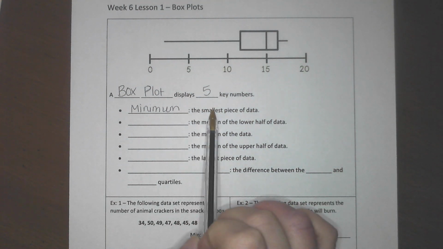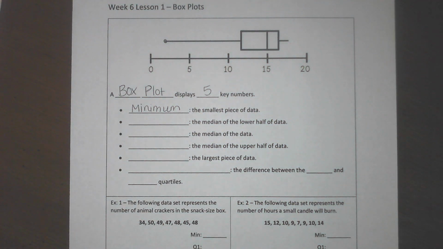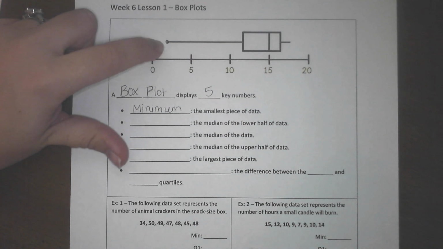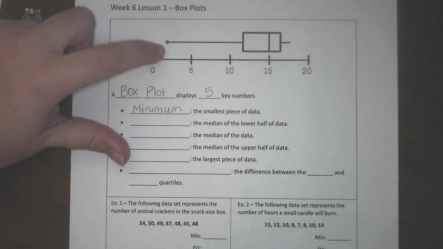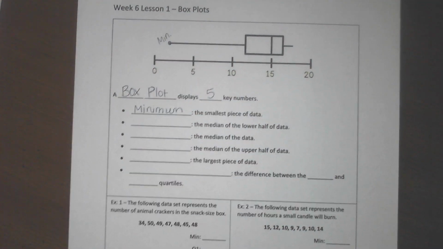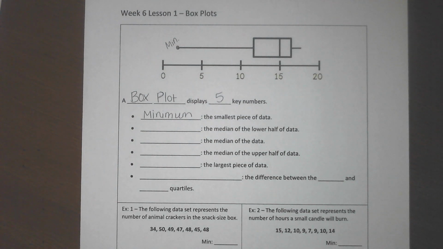So minimum, the smallest piece of data would be down here, and I'm going to put a little dot. Most box plots will have dots. This one just doesn't. So we could say whatever number that is, about 3, is our minimum. So I'm just going to write min. So you remember that's your minimum number. If they ever ask you what's the minimum, it's the number that's on the farthest left.